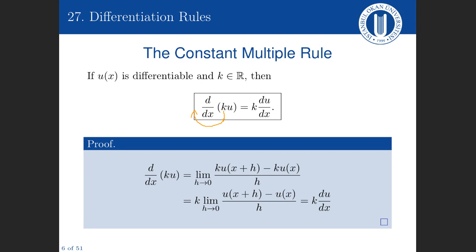Using the constant multiple rule for limits, we can take this number k and move it off the limit. So we get k multiplied by a limit, but this limit is, of course, just the same as the derivative of u. So we get k multiplied by du dx.